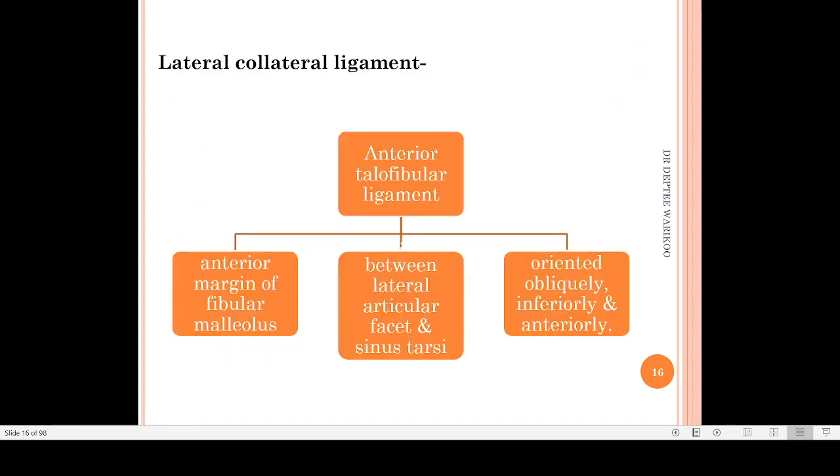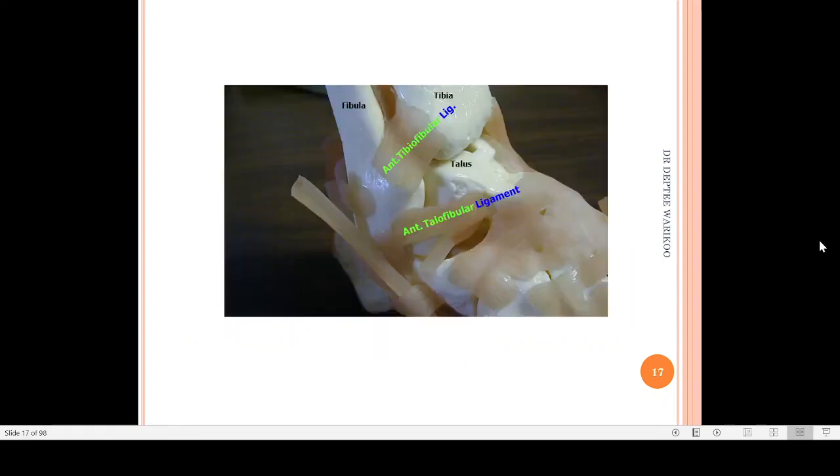So first we start off with the lateral collateral ligament. We have the anterior talofibular ligament here, which is from the anterior margins of the fibular malleolus between lateral articulating facet and sinus tarsi and oriented obliquely and inferiorly and anteriorly. Here in this diagram, you could see this is the anterior talofibular ligament.